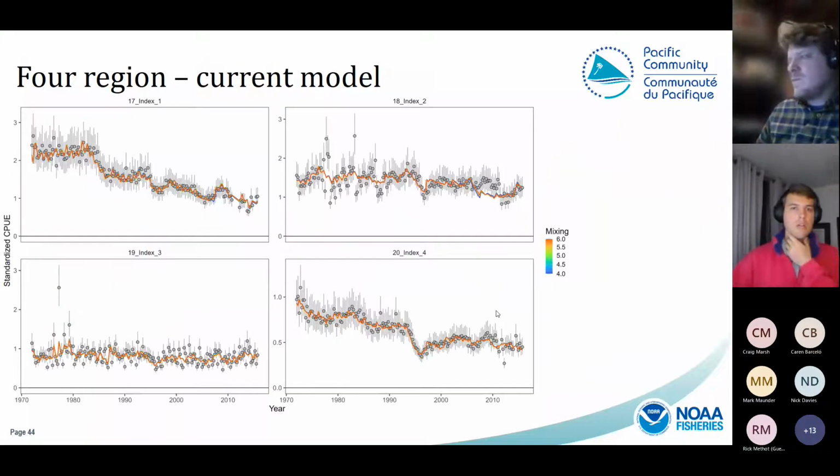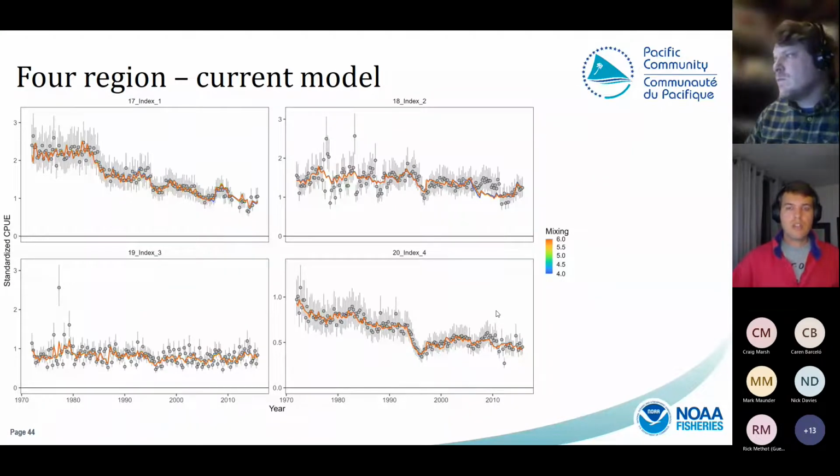So the current model, where we are with the 4-region approach, here we have the fit to the 4 different index fisheries, 1 in each region, and region 1, region 4, fits are okay.